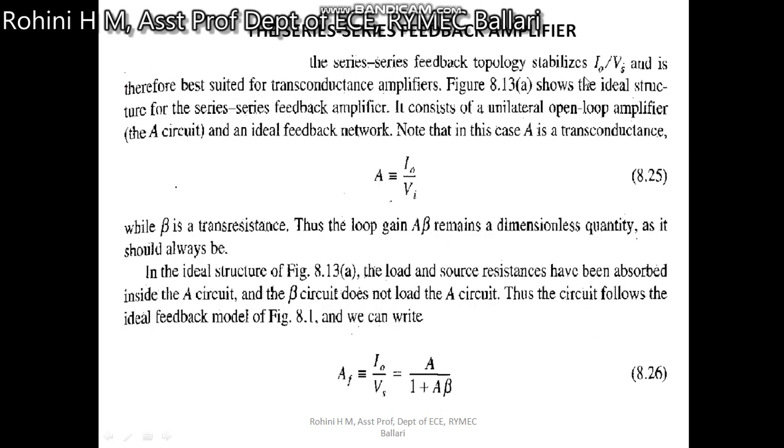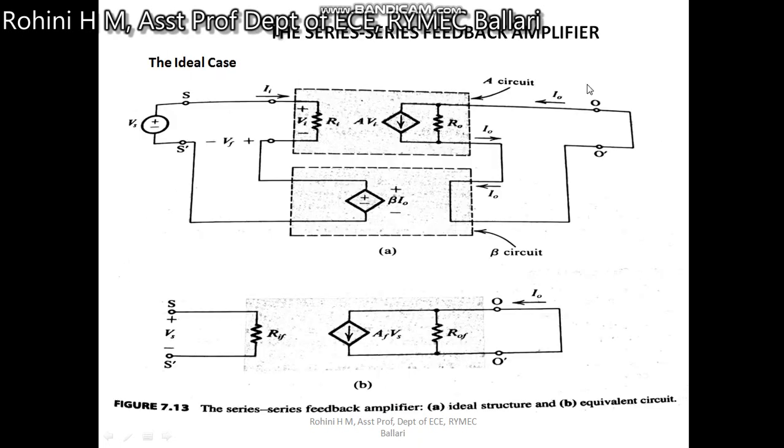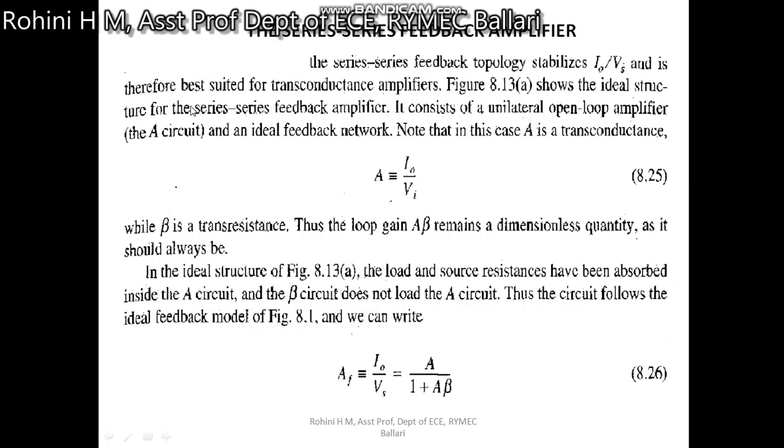The series feedback topology stabilizes I0 by Vs, because here we are taking the output as the current I0, whereas the input provided is Vs. As you can see in the equivalent circuit also, the input is Vs, whereas the output drawn across the load is I0. So it is I0 by Vs and is therefore best suited for a transconductance amplifier. This series feedback amplifier is very much suitable for a transconductance type of amplifier because transconductance is also I by V.